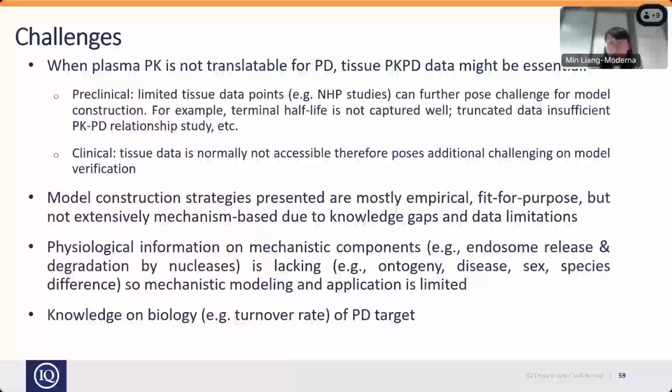There are some challenges. When plasma PK is not translatable for PD, tissue PK/PD data might be essential. As you all know, it's relatively easy to collect a tissue sample in a preclinical setting, but in clinical studies, it's normally not accessible. Model construction strategies presented are mostly empirical, fit for purpose, but not extensively mechanism-based due to knowledge gaps and data limitations. Physiological information on mechanistic components is lacking, so mechanistic modeling and applications are limited. Also, biology knowledge of the disease pathway and target could be very helpful to build a better PK/PD model.